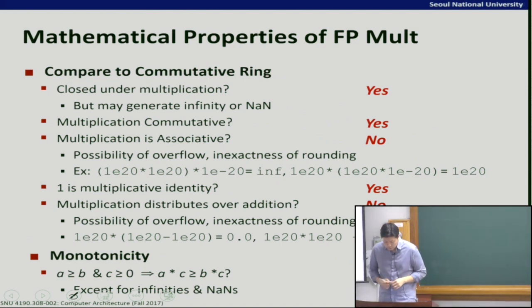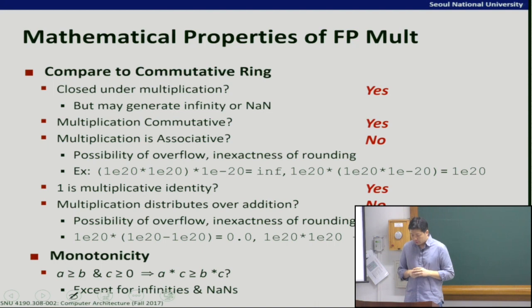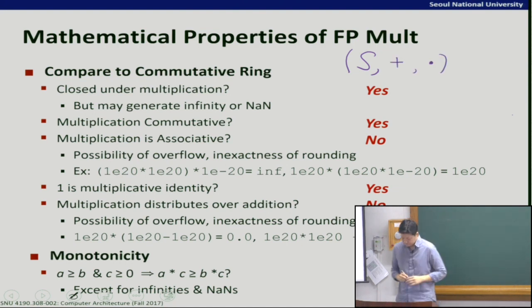What about floating-point multiplication? Let's compare this one to a commutative ring. So now we introduce another concept. For a commutative ring, we have a set and two operators. Let's say the operators are plus and dot, something like multiply and add. So we have some set, and then we define two operators, addition and multiplication.